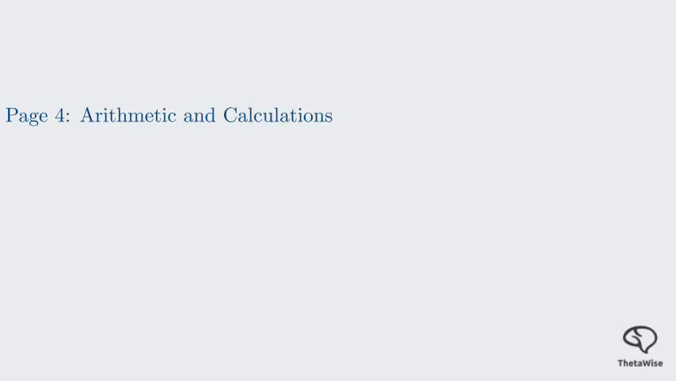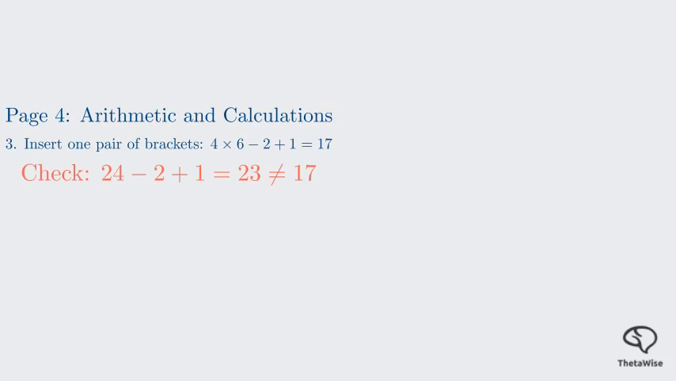Moving on to page 4, we have a series of short arithmetic and calculation questions. For question 3, we need to apply the order of operations, often called BIDMAS or BODMAS. If we calculate as written, 4 times 6 is 24, minus 2 is 22, plus 1 is 23. That is not 17. We need the result to be 17.